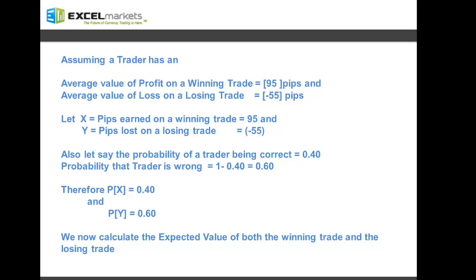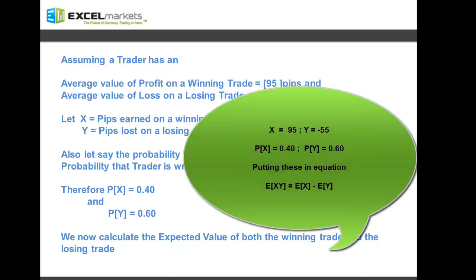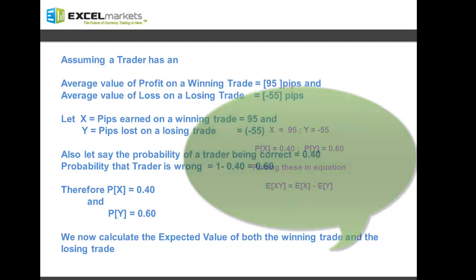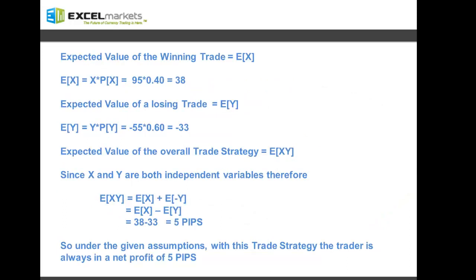So the probability that a trader is correct on his trade decision and makes a winning trade is 40% or 0.4, and the probability that the trader is wrong on his trade decision and makes a losing trade is 60% or 0.6. Px over here becomes 0.4 and Py becomes 0.6. So now overall we have X is equal to 95, Y is equal to minus 55, Px is equal to 0.4, and Py is equal to 0.6. So we have the values of all these four variables. We only need to put them into the equation we discussed before to calculate the expected value of the trading strategy.